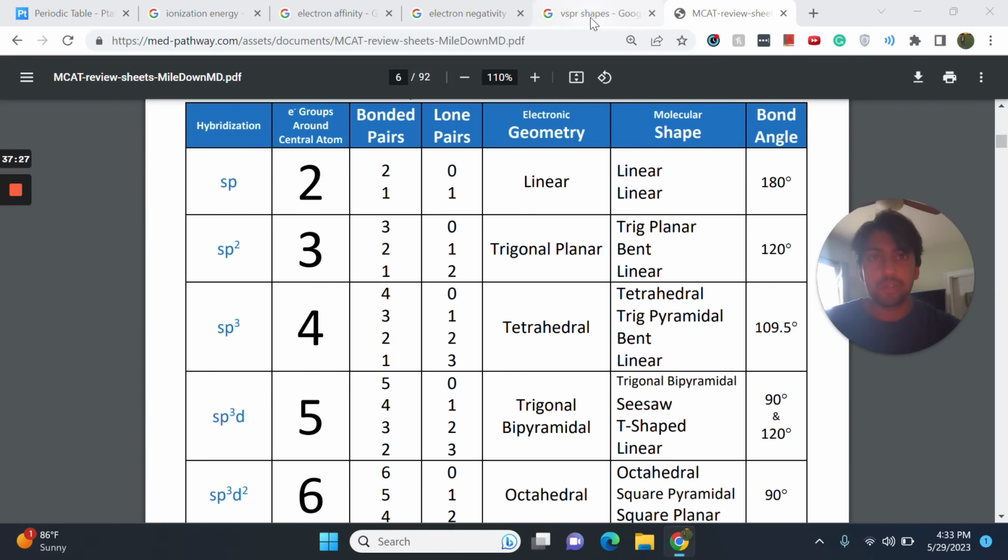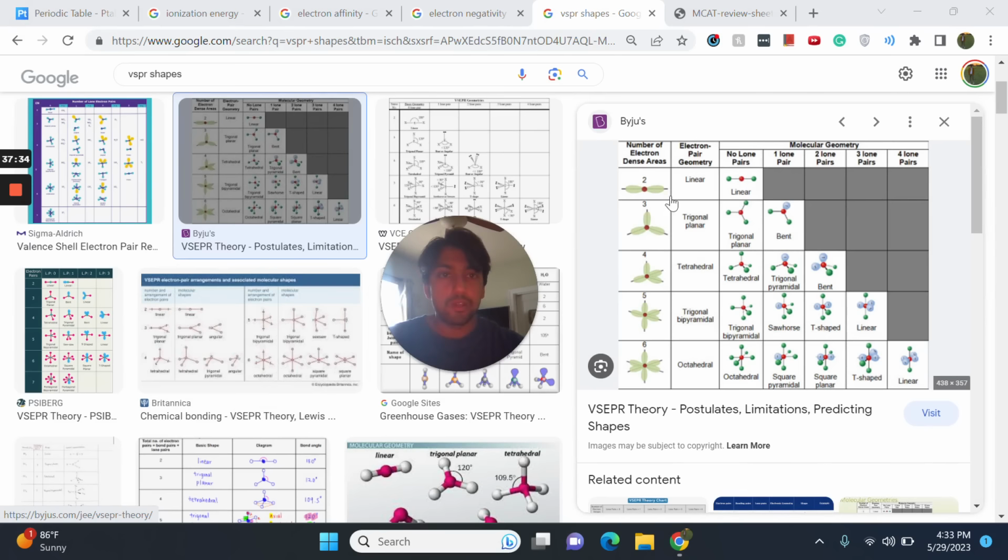So that's what I searched up here, and if you look at this, you can see kind of what the examples are. A linear shape is kind of just a line. Trigonal planar is kind of like a triangle. Tetrahedral is kind of like a pyramid. And then you get some weirder shapes like octahedral and trigonal bipyramidal.